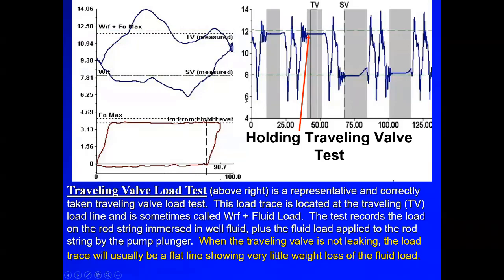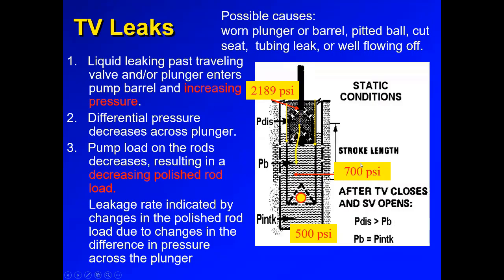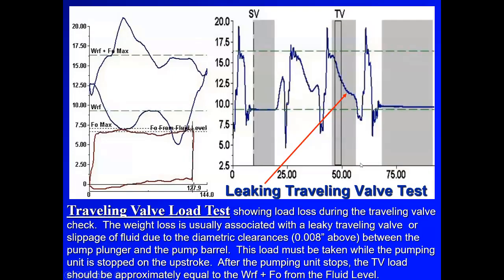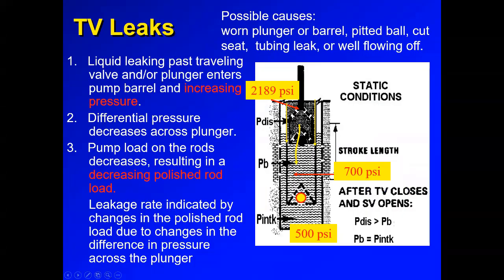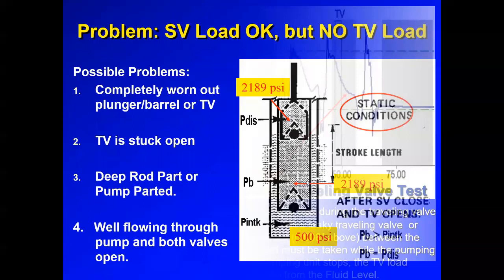So the pump card shape looks okay. Traveling valve stops okay. Standing valve stops. So this test is a representation of a good, healthy pump card or pump condition. Now, if the traveling valve is leaking, then the card shape will change. It will be round on the corners. And when you stop the pumping unit, the loads don't remain up there. The loads go down, and you can observe how the load drops because the differential pressure across the traveling valve is lost.